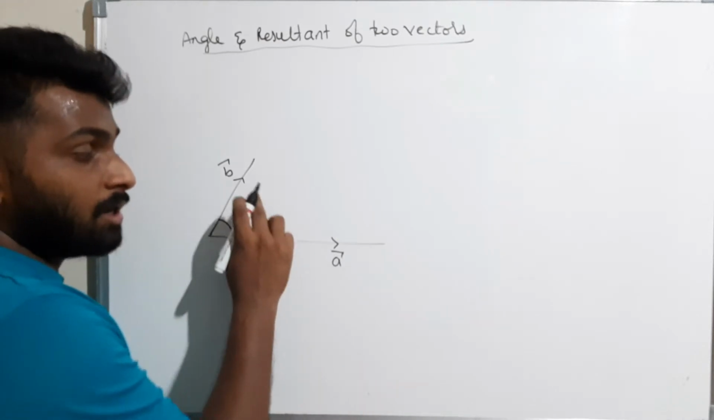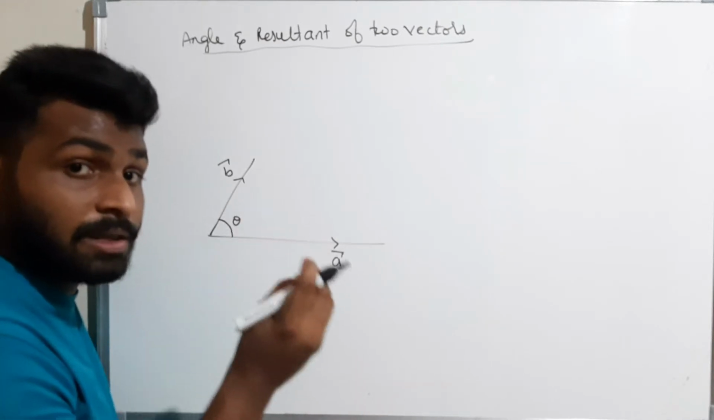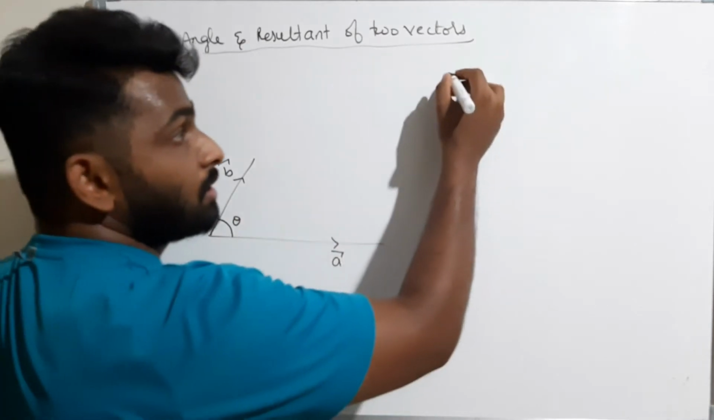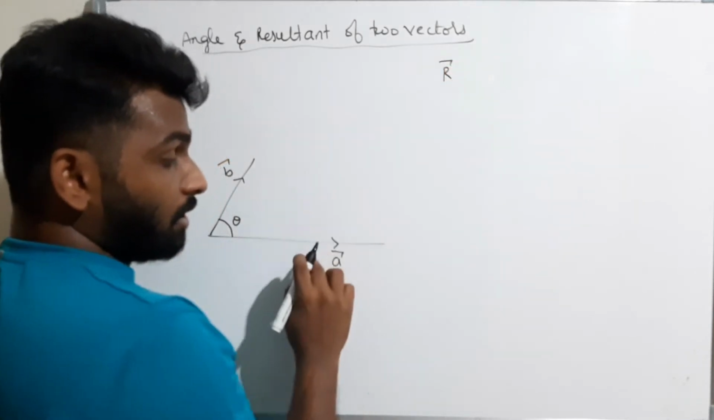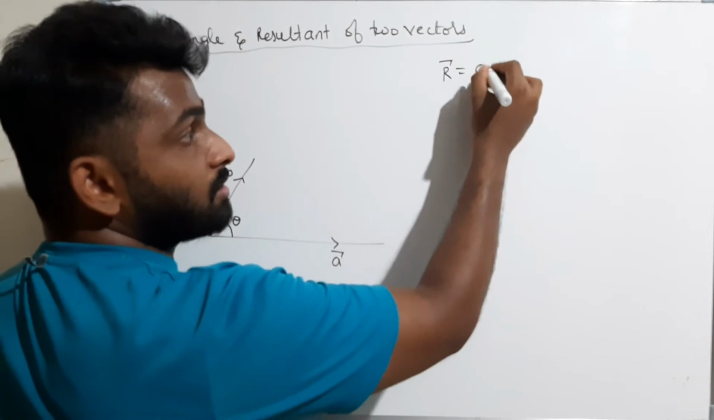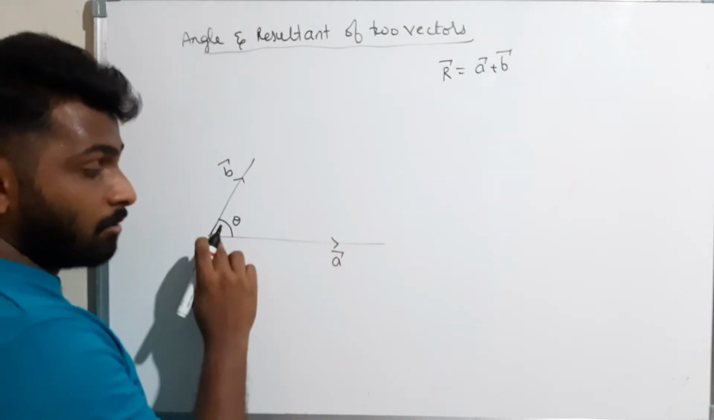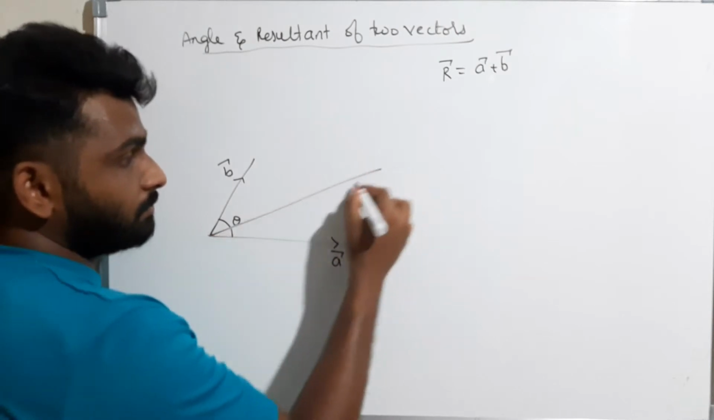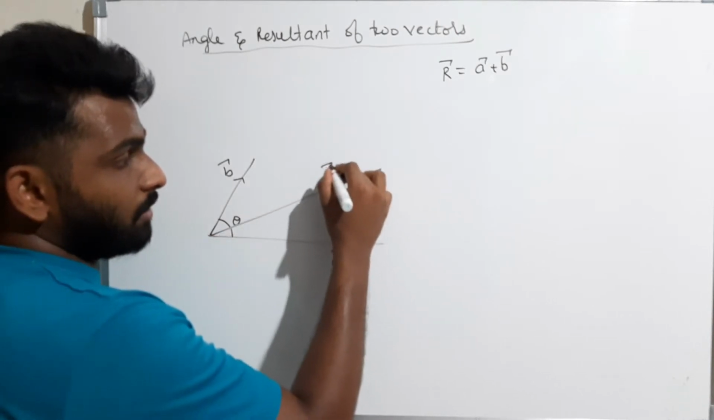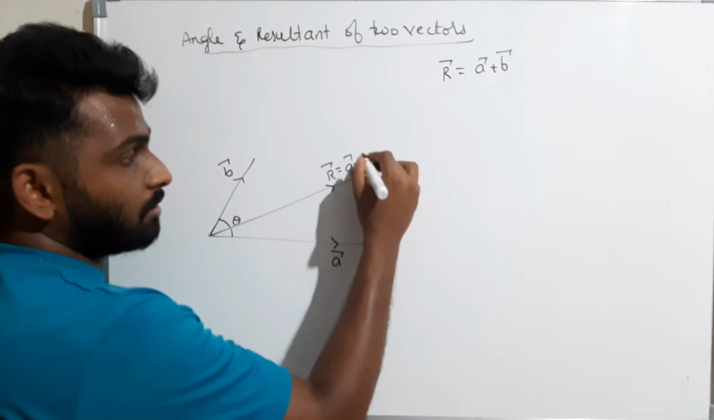Now what is the resultant of a bar and b bar? The resultant is simply the vector addition of the two vectors. That is, r bar is the resultant of a bar and b bar, a bar plus b bar. Now what is the direction of r bar? The direction of r bar will be somewhere here. This is r bar, where r bar is nothing but a bar plus b bar.